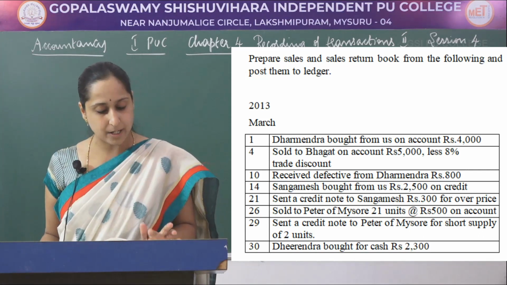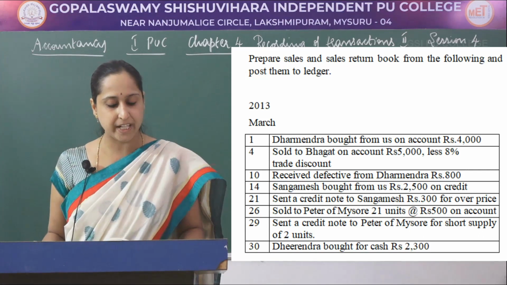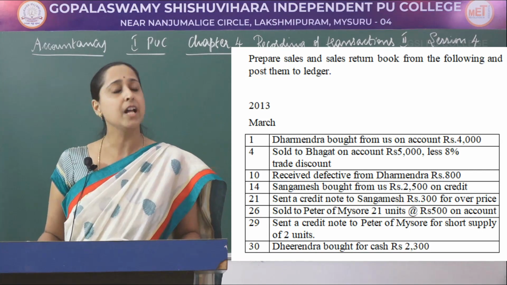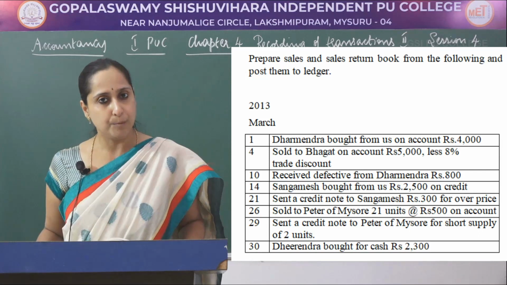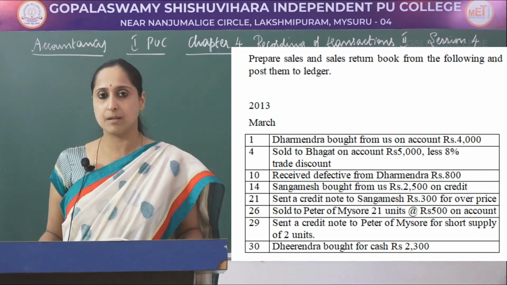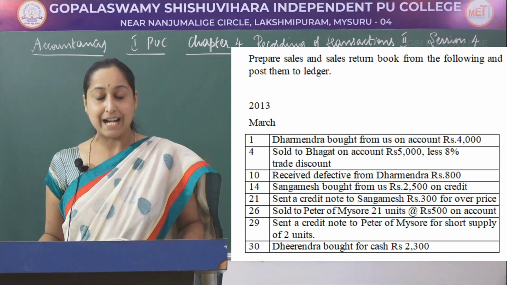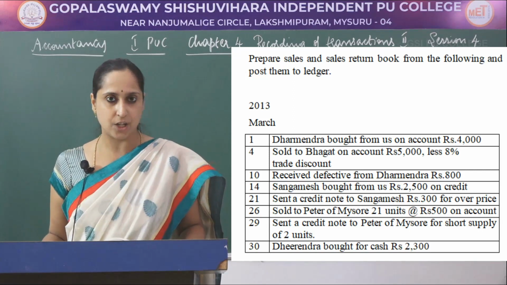So, the transaction related to 30th March, Dhirendra bought for cash 2,300, we do not record here. So, this is the question. Now, let's start with the problem. First, we shall prepare sales book and sales return book. And then we shall post it into various ledger accounts.